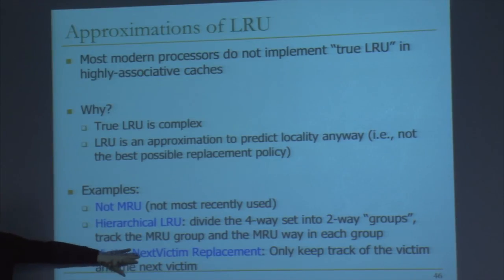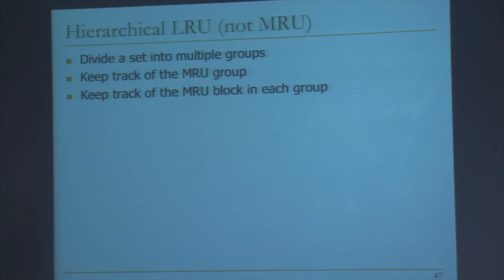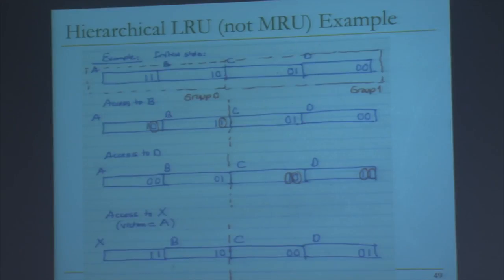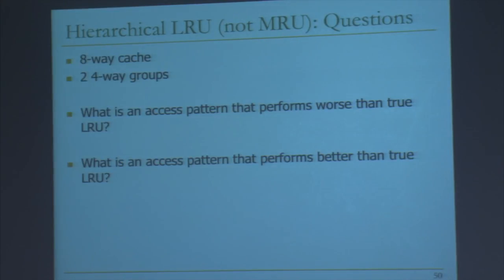The other thing that I'll briefly go over is another cute idea, victim, next victim. Basically, you only keep track of the victim and the next victim, and everything else you do random placement. So let's take a look into that one, not the hierarchical. You can take a look at this on your own. I'll leave these slides, and I'll leave this question also.